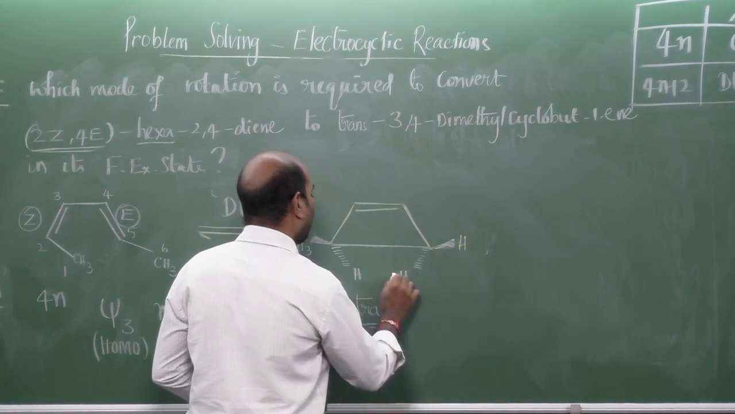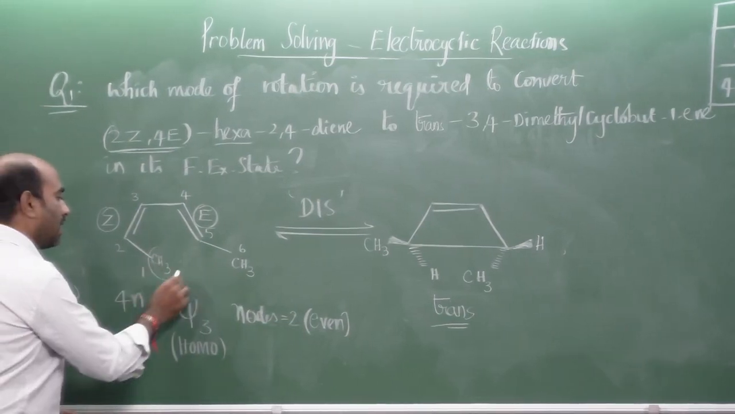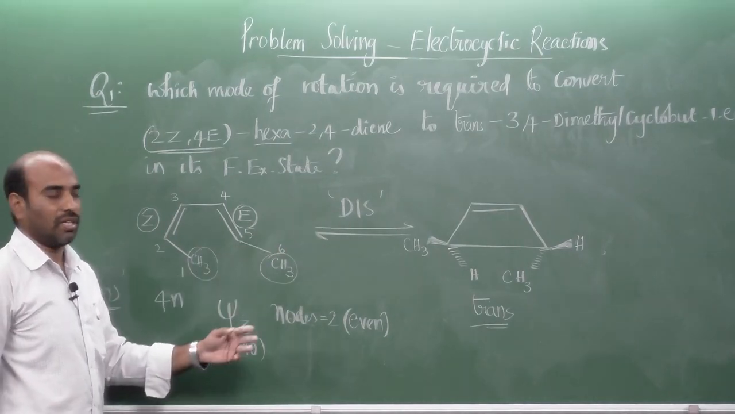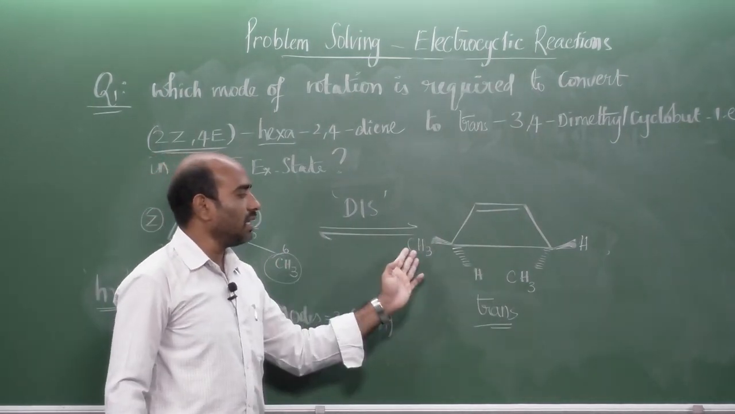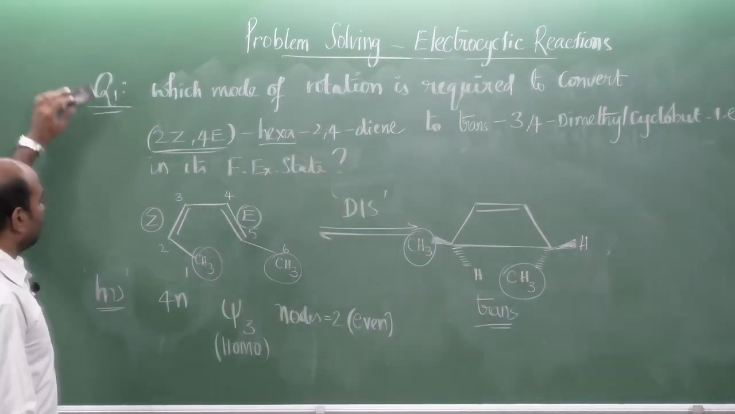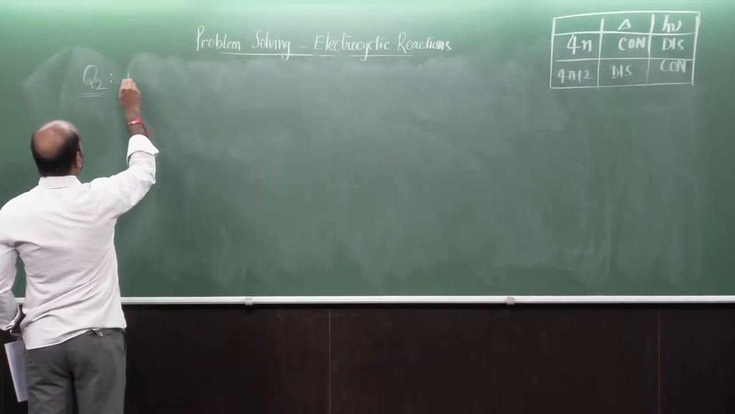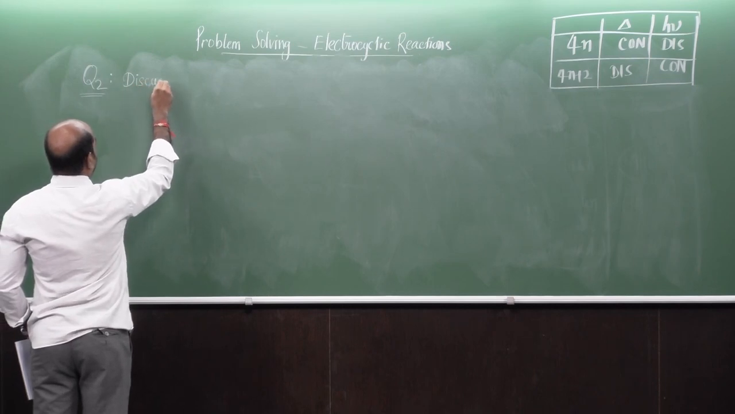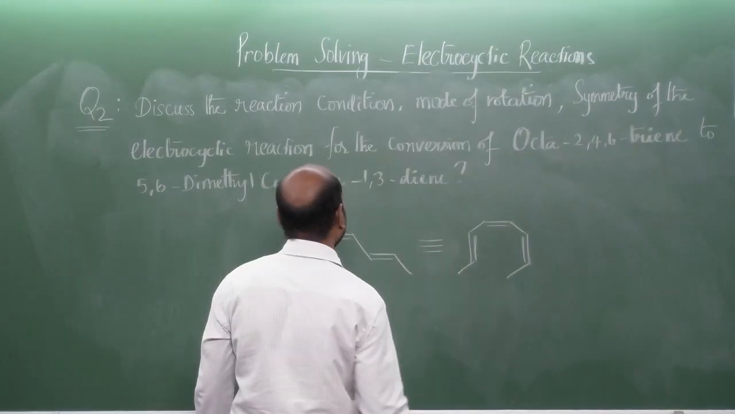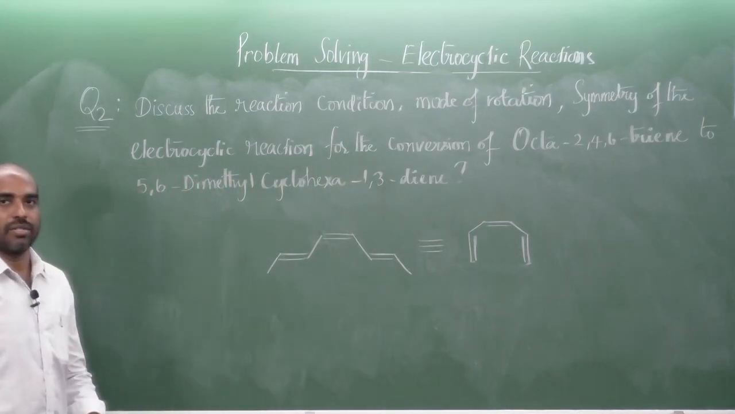When you perform the disrotatory mode of rotation, the same side groups are there in the reactant molecule. When the groups are on the same side, when you perform the disrotatory mode of rotation, in the product they come on different sides, the opposite side, right? So this is the trans relationship. You can also work it out by changing the stereochemistry. So let us see this question now.